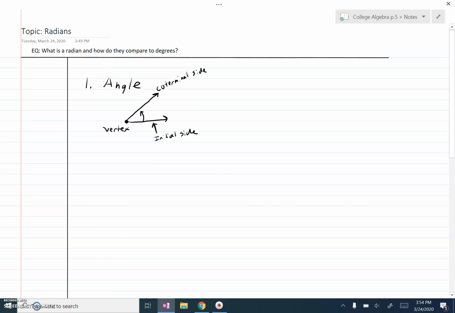So the angle goes this direction. You can have angles going either way, which is something we'll talk about here. So coterminal side, also known as terminal side. Either of those work. So when you look at an angle, it has a vertex, an initial side, and it can go either direction. A couple things about it when we're looking at angles in terms of trigonometry.